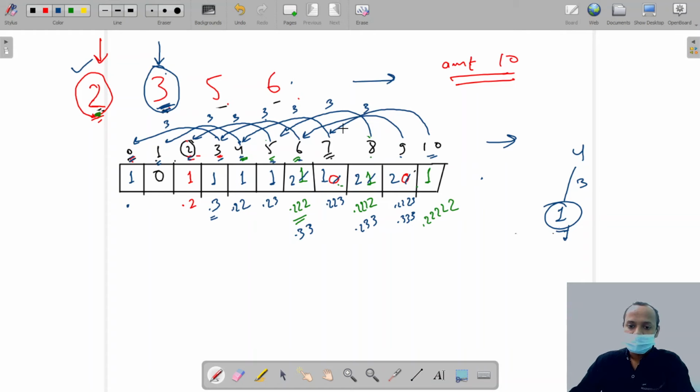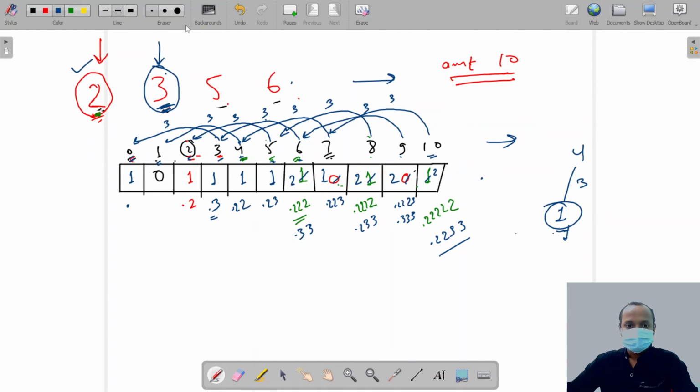Okay, now we are at 10. So I'm using the 3 rupees coin, and the amount left is 7, and we can see there is one way to pay 7, that is 0.223, and we are adding our 3 rupees coin. Now here is the way to pay 10 rupees, that is 0.2233.